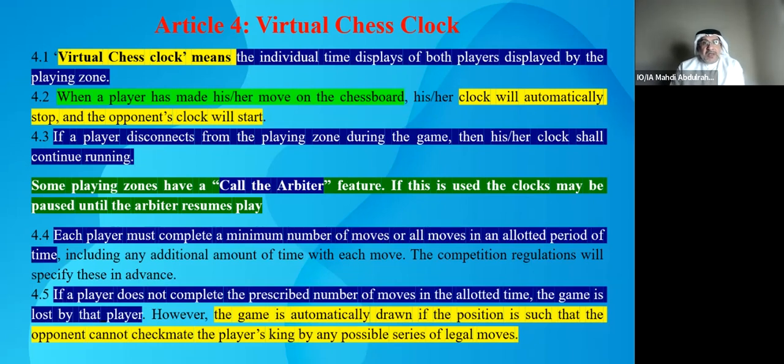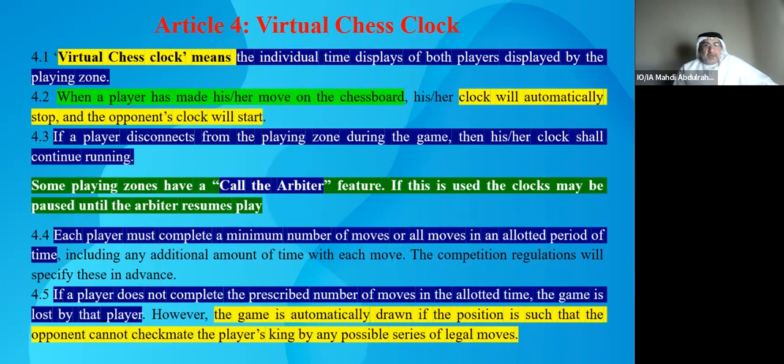Some playing zones have a call-the-arbiter option. I don't know about Lichess, but I am sure in Tornelo they have call the arbiter. So in case of any problem, players can call the arbiter, then the arbiter will stop. When they call the arbiter, the game will stop automatically. In this case, the arbiter has to go and check what reason he stopped. If there is a reasonable cause, he tries to solve it. If there was no reason for calling, he can give a sanction penalty to the player.